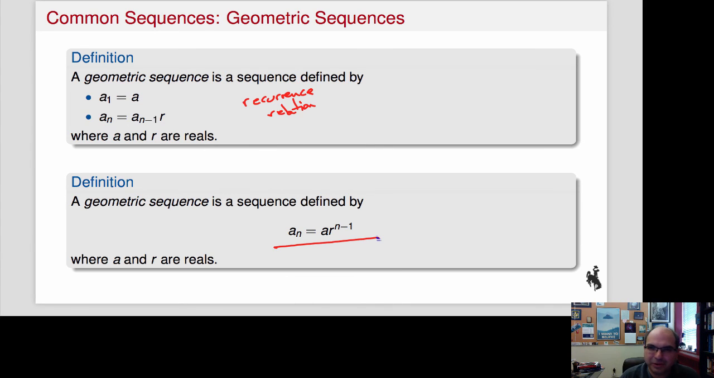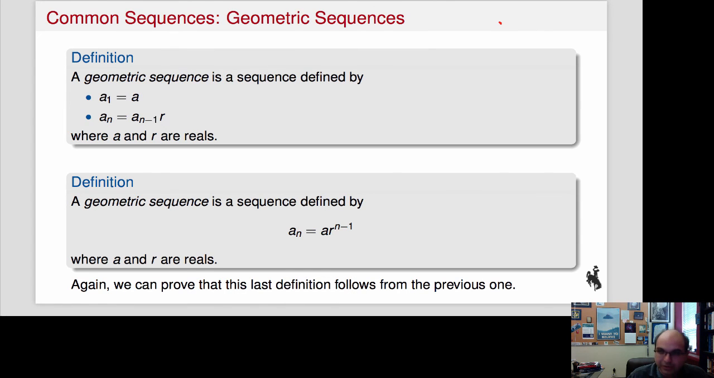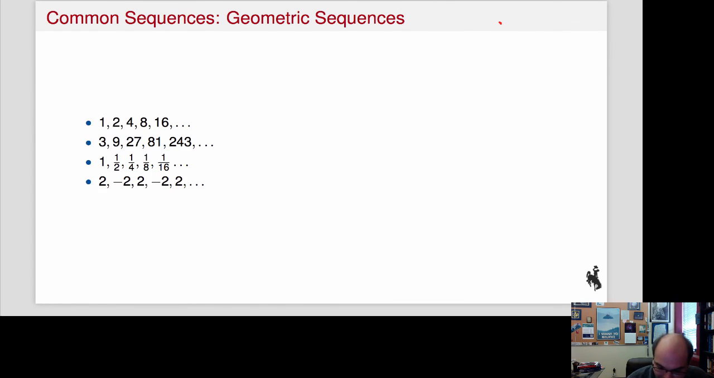By the way, it's always tricky whether it's to the n or to the n minus 1. Is it n minus 1 times d or is it n times d? Don't stress about that. What you want to do is just figure out what happens when n is equal to 1 and make sure it works, right? So when n is equal to 1, a times r to the 0, well, that's just a. Perfect. That's what I need it to be, okay? So that's how you know whether it's n or n minus 1 or n plus 1 or whatever. Okay, so of course, we can prove that these two definitions are equal, okay?